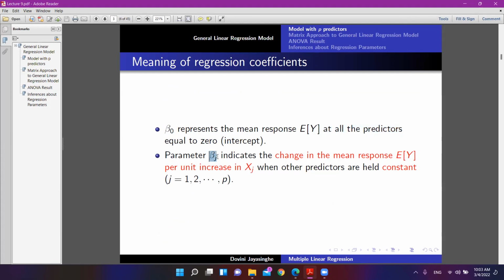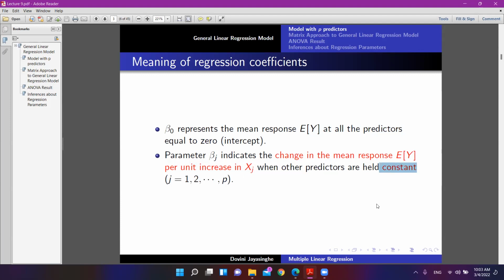For parameter beta j, j goes from 1 to P because we have P number of x's: beta 1, beta 2, beta 3 up to beta P. Those are going to be the coefficients of each and every x variable that we have in our model. So parameter beta j indicates the change in mean response, the expected value of y, per unit increase of xj when other predictors are held constant.